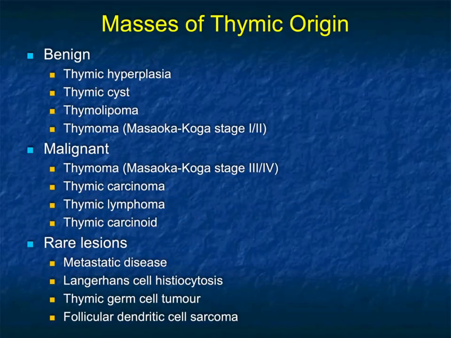If I gave you a list of thymic tumors or thymic lesions, let's just go through them, and then we'll stop and look at them a little bit more carefully. We talk about benign lesions like hyperplasia, thymic cysts, thymolipoma, and an unusual type of thymoma, which is considered benign. Malignant, we talk about thymoma. That's at the top of our list. But also there's thymic carcinoma, rarely thymic lymphoma, and thymic carcinoid. We talk about metastasis, which are uncommon, Langerhans cell histiocytosis, thymic germ cell tumor, and follicular dendritic cell sarcoma, exceedingly rare.